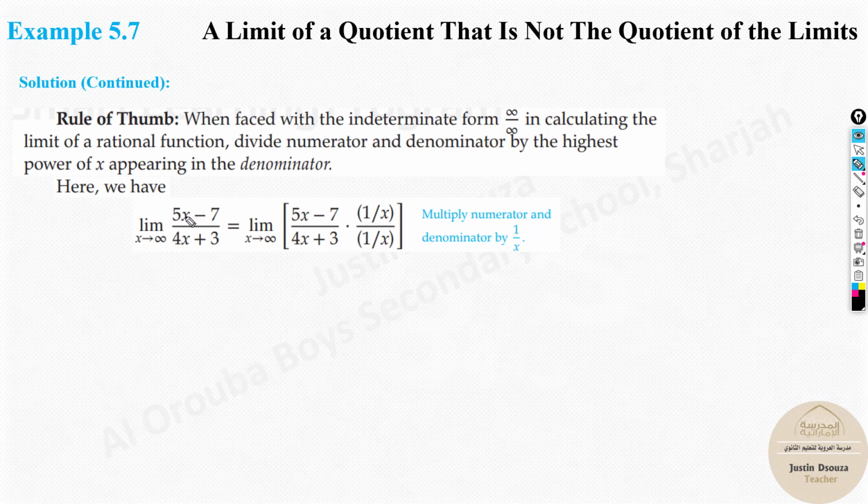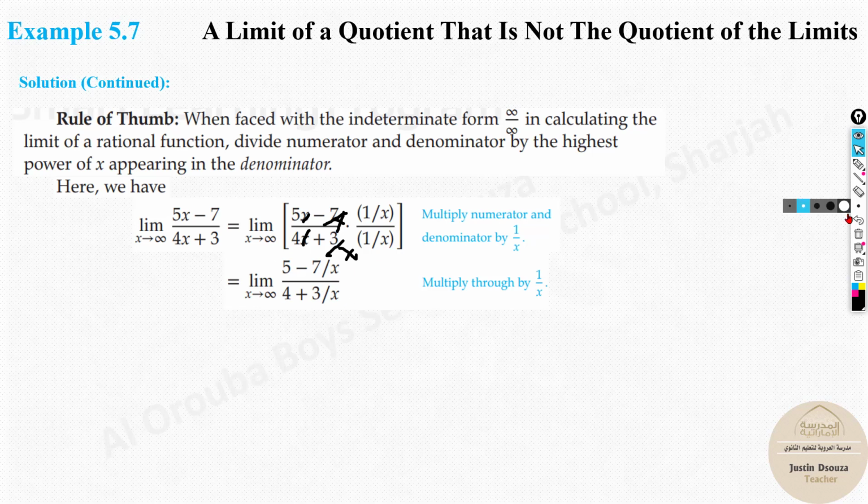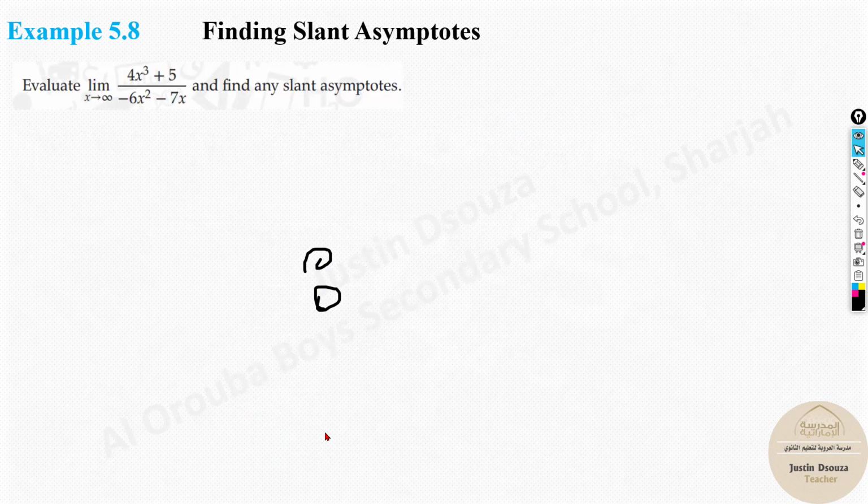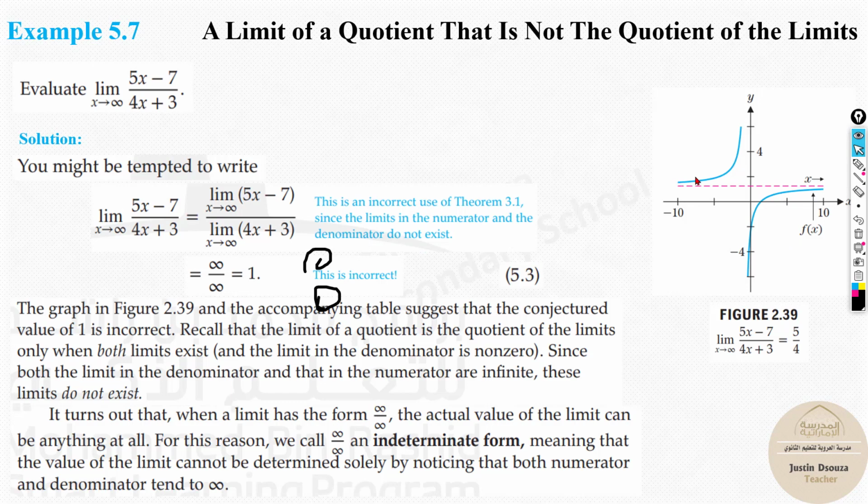So 5x minus 7 divided by 4x plus 3, divide by x. So x cancels, and you will have over here x and over here x. What is any constant divided by x? That's 0. This is also 0. So what's remaining? 5 by 4, isn't it? Your answer is 1.25. Let's go back and see. Yes, that is where the asymptote is. 1.25 was the answer. That is how we can solve this.